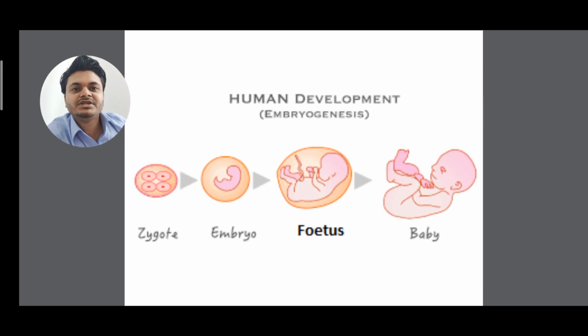See, human development is embryogenesis. First is a zygote, then embryo, then fetus and then baby. Have you seen the gap between embryo and fetus? There come morula, blastula and gastrula. So how we'll call it: first zygote, then embryo, then morula, then blastula, then gastrula, then fetus and then baby, clear.